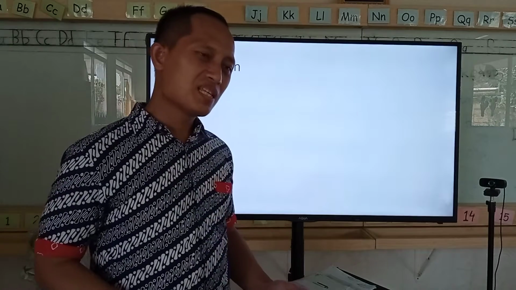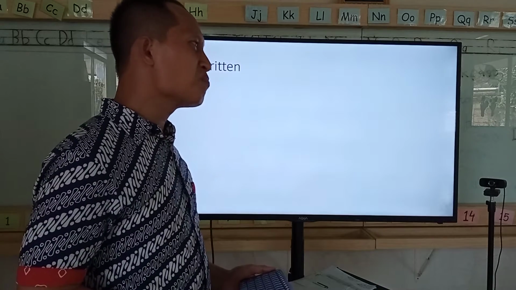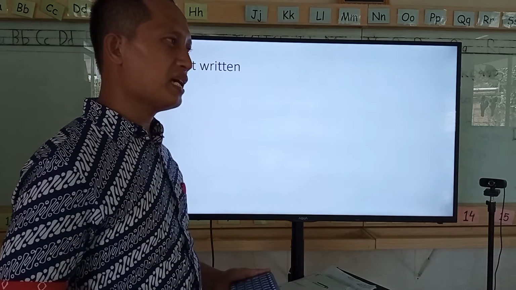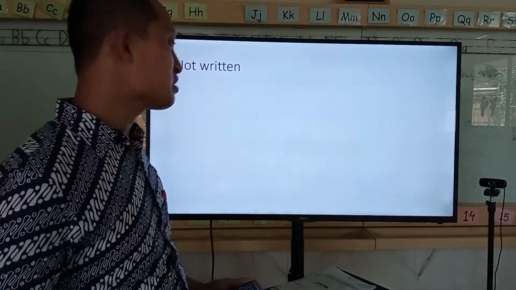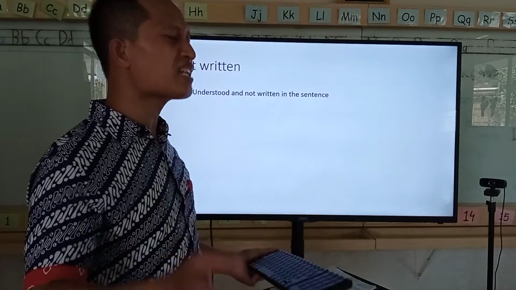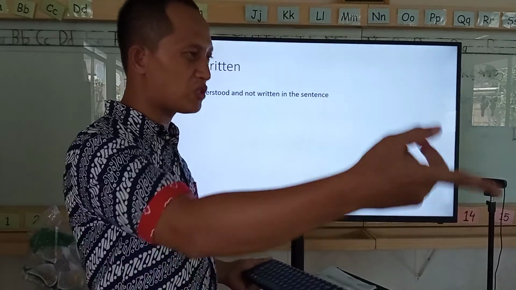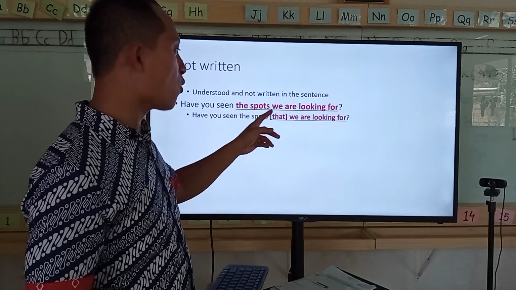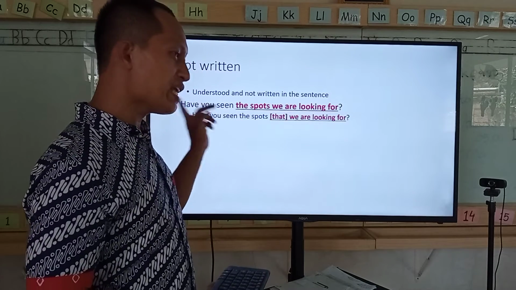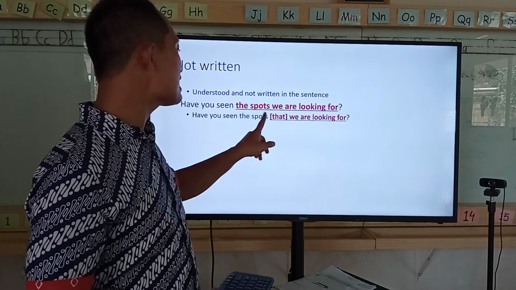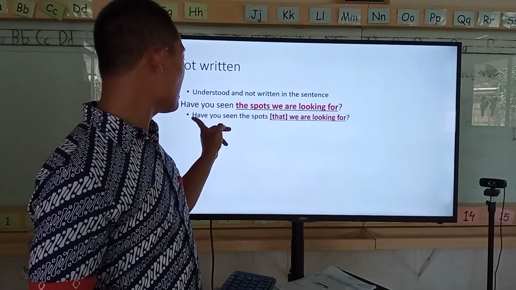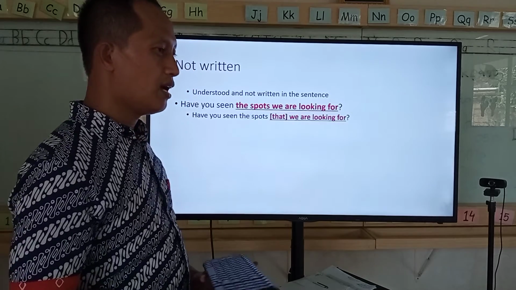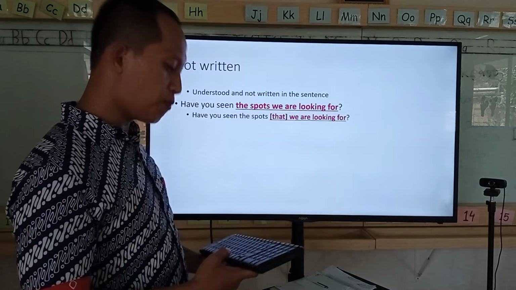Now sometimes the adjective clause marker, we do not write it, especially when it is an informal situation. Let's say, for example, and also it is understood between the speaker and the audience. Now let's take this as an example. Have you seen the sports we are looking for? Well, actually, if we need to write it completely, there is that in between here. As in, have you seen the sports that we are looking for? But we can drop it, and no problem with that.